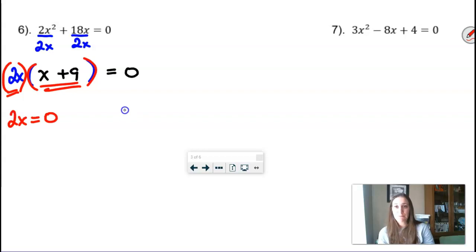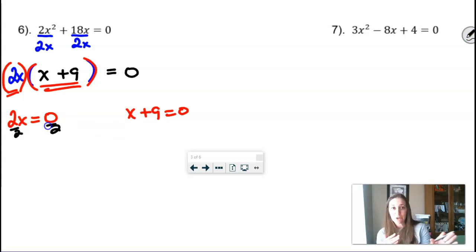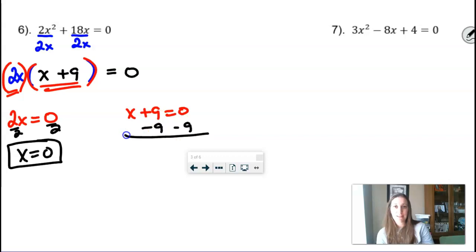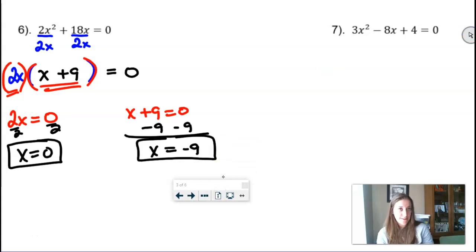2x could be 0, or x plus 9 could be 0. And then we just solve. So dividing 2 on both sides. This is why the kids who divided by 2 but left the x are still getting the right answer. You're still going to get x equals 0. The important thing is that you didn't lose that solution because you divided the x by accident. And then here you're going to subtract 9 from both sides. And you got x equals negative 9. So again, quadratics, typically 2 answers. And we just got 2 answers.